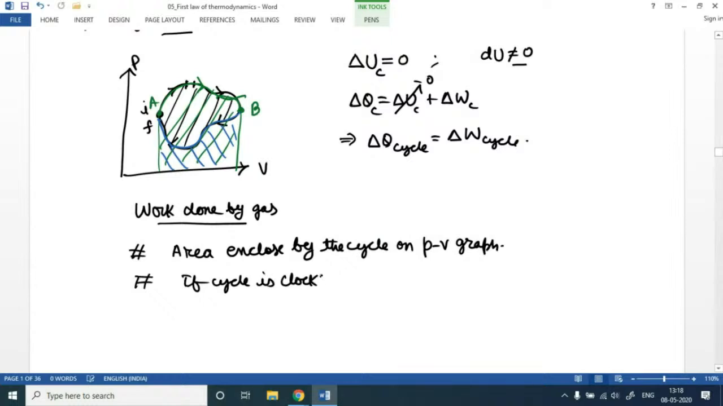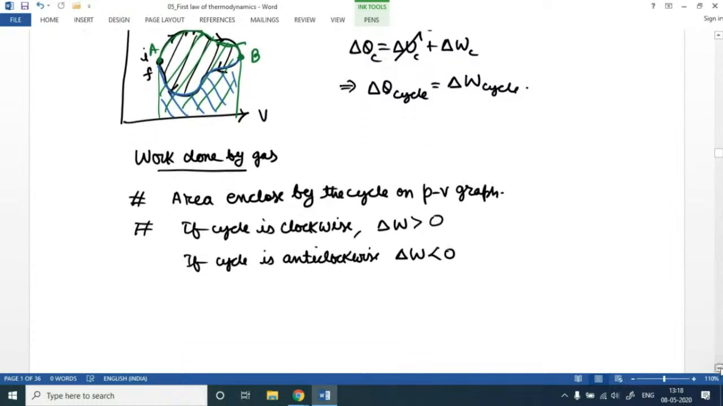Another thing you should realize: if the cycle is clockwise, like the diagram drawn above, the positive work done in process A to B is greater than the negative work done in process B to A. So the net work done is going to be positive. And if the cycle is anti-clockwise, that means the other way round, so obviously delta W will be negative.